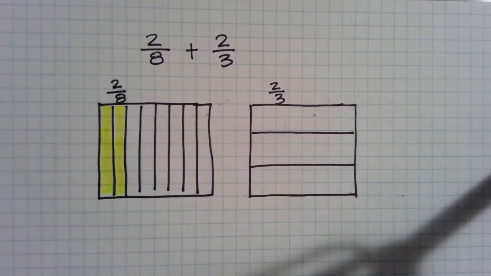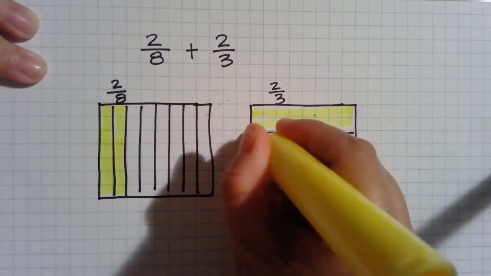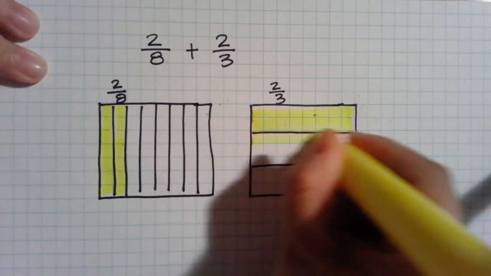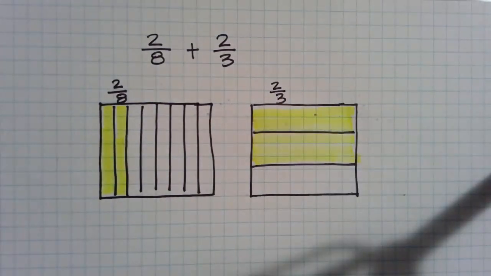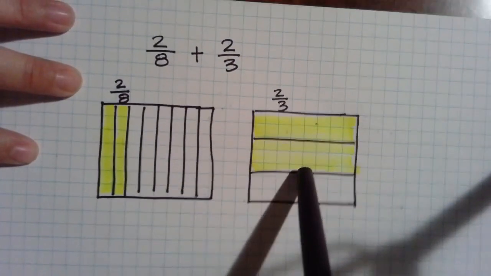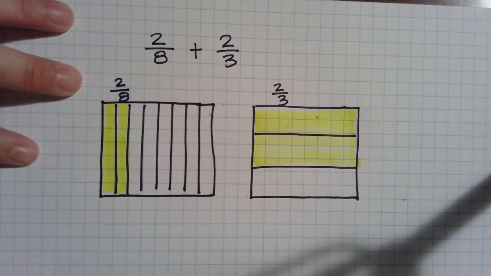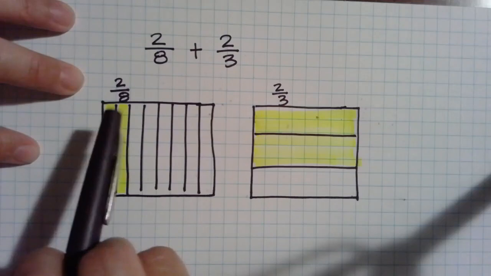Okay, and my numerator says 2, so I'm shading 2 sections. Okay, so there's 1 and 2. Okay, so I have done my representations. This shows 2/8, this shows 2/3, but now again on my mission to find the common denominator. So how do I do that?